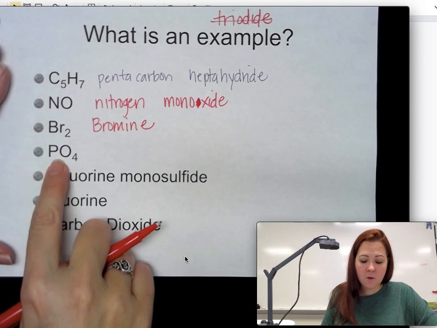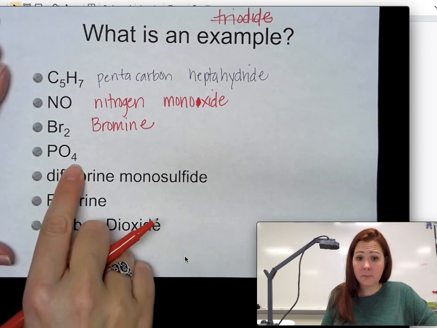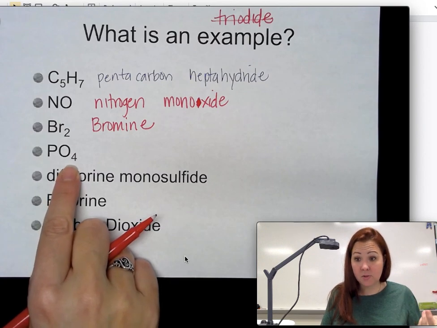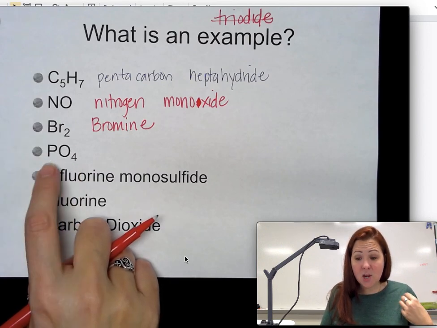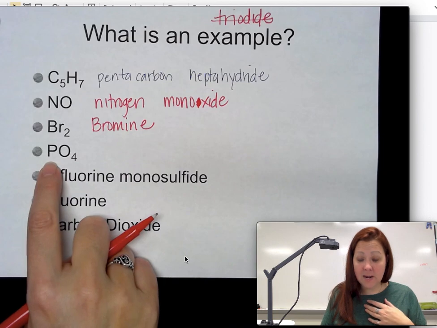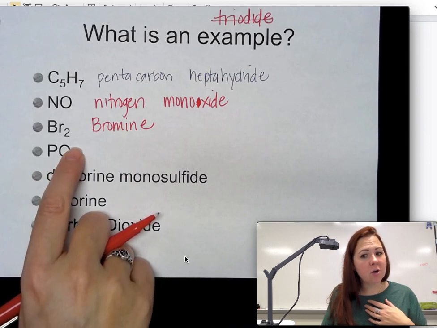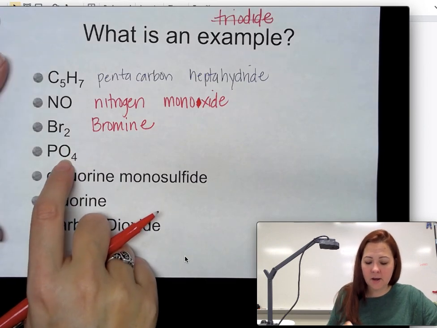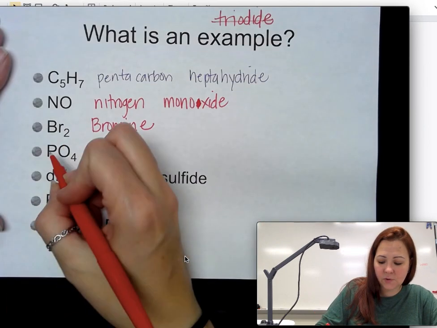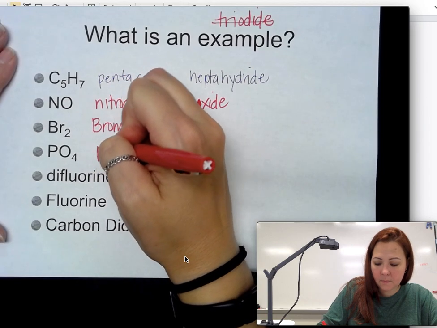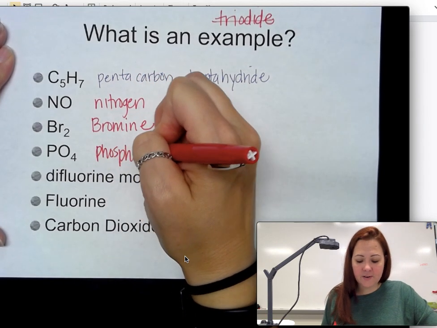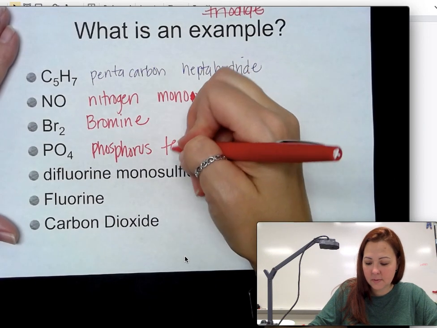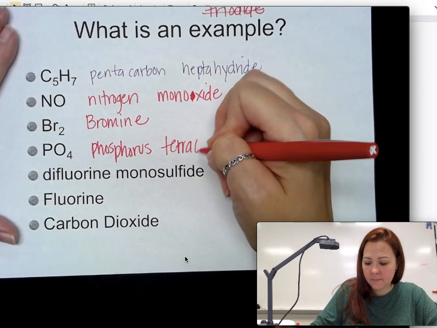This one, PO4. Now this might look similar if you're starting to pick up on your polyatomic ions. It's actually one of them that you're supposed to know. And you know that phosphate is PO4 -3. There's no charge on this one though. So with no charge on this one, that means that it's a covalent compound. I have 1 phosphorus. So I'm just going to write out phosphorus. I have 4 oxygen, so it's tetra oxide.